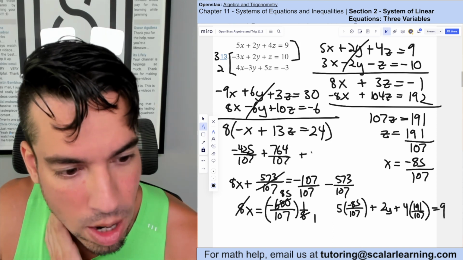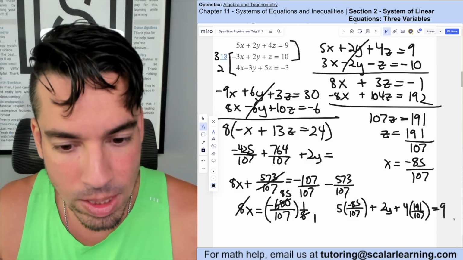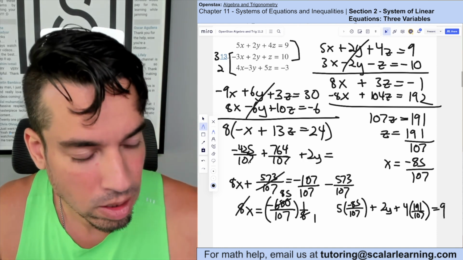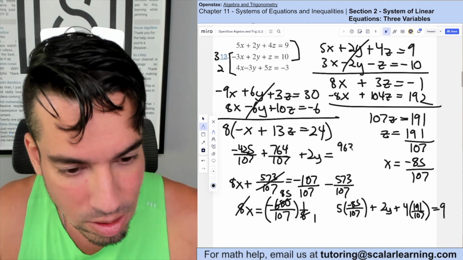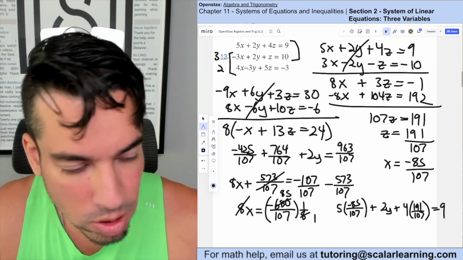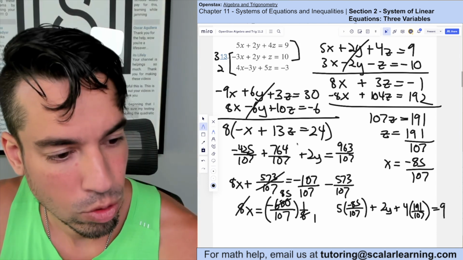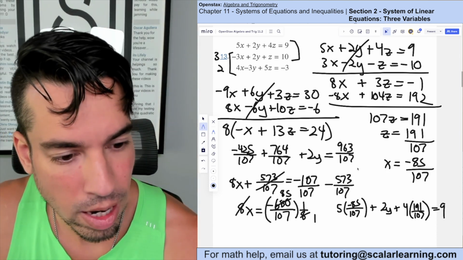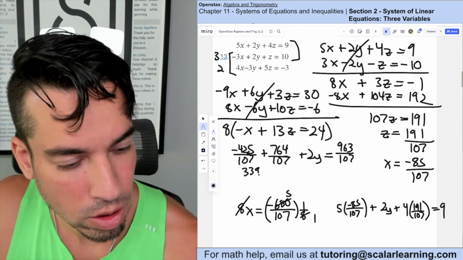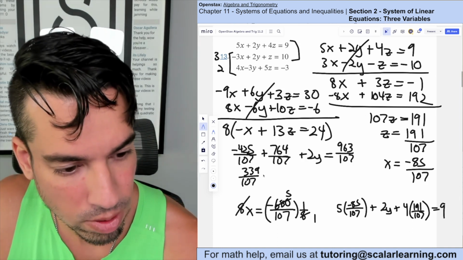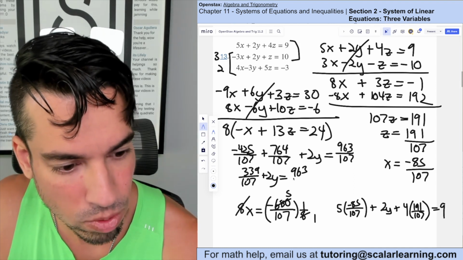And we still have the 2y here, and this is equal to 9. But I think we're going to need a common denominator because this is probably going to be over 107. So 9 times 107 is 963 over 107. Okay. Negative 425 plus 764 is 339. So let's see if I can make some room here. We've got 339 over 107 plus 2y is equal to this crazy thing, 963 over 107.